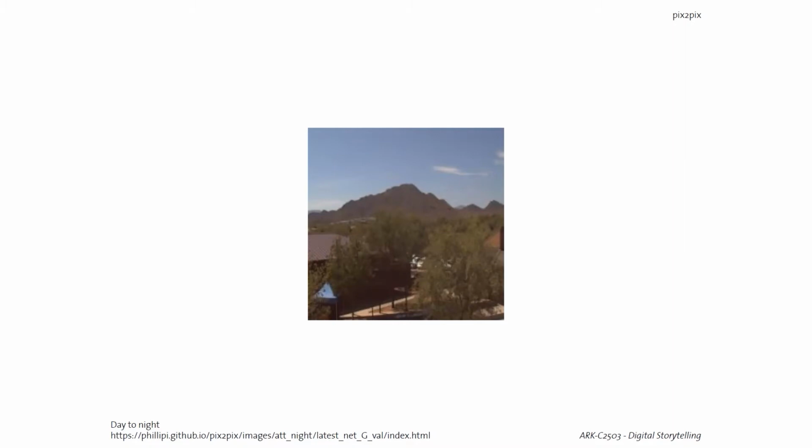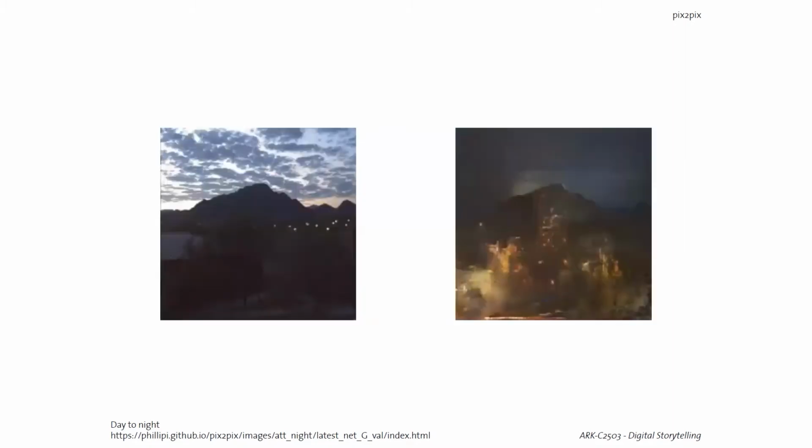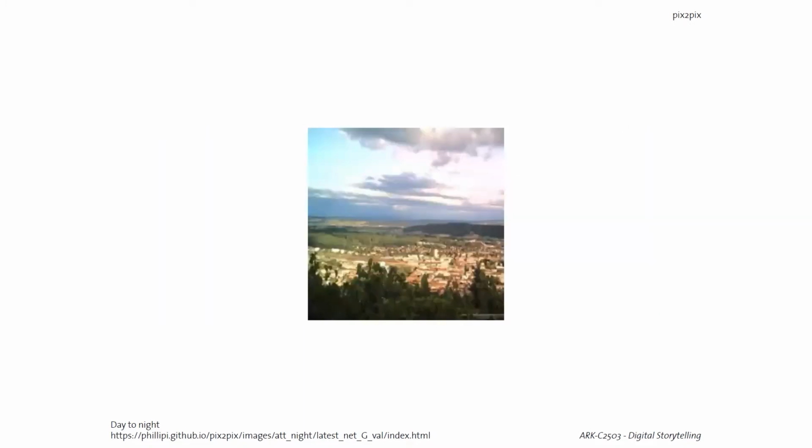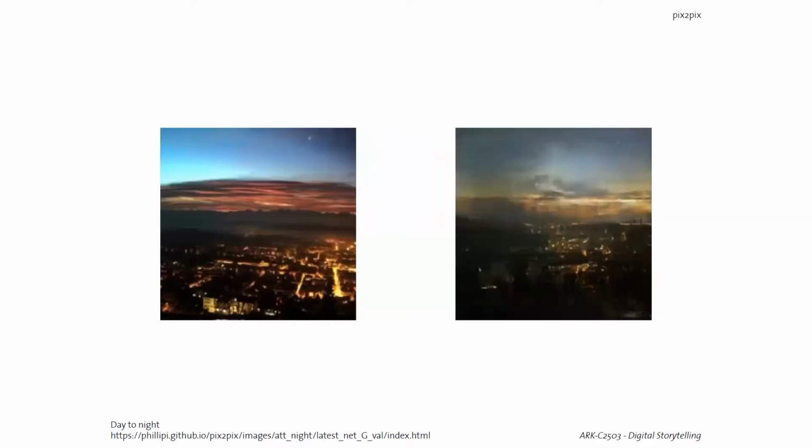For example, here we can translate a daylight image, so a day image, into a night image. So again, one of them is the actual photograph of a night image, and the other one is a network output. So in a way, you could just take a photograph and you could change the time of the day. Another example is the daylight picture and again, one real, one output, a night image.